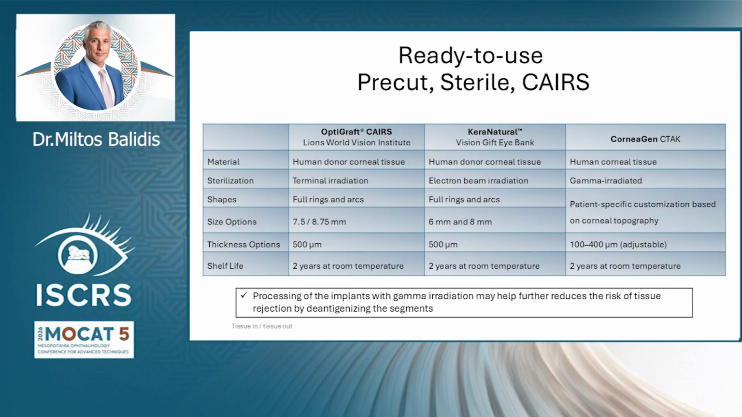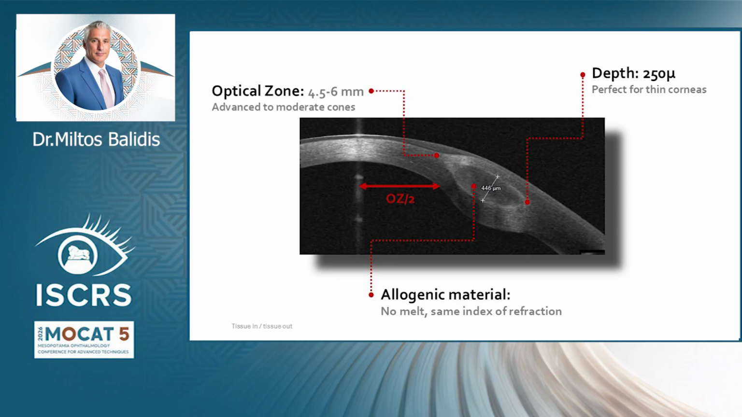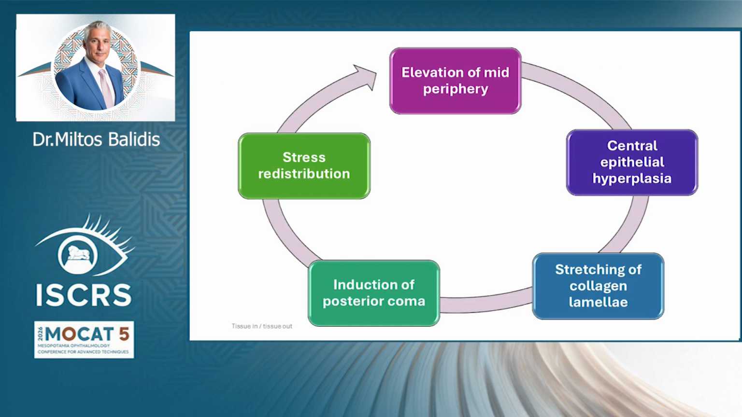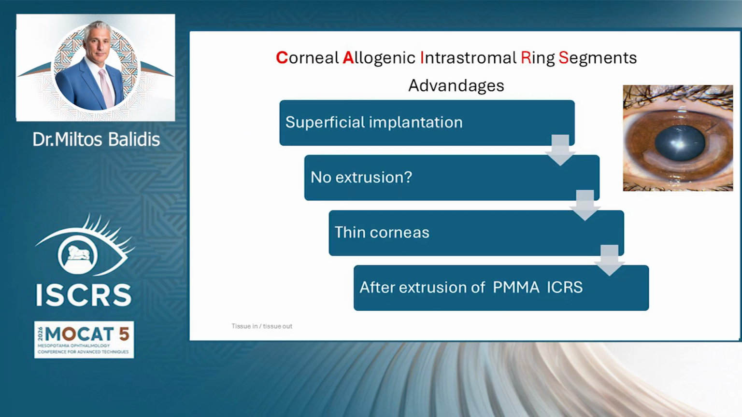Now we go back to CARES. We have at the moment 3 or maybe 4 companies which are manufacturing CARES. With CARES, we have the advantage of adding tissue more anteriorly than with rings, in a difficult optical zone. What we have as a follow-up is elevation of the mid-periphery, epithelial hyperplasia, and stretching and stress redistribution. And of course, an induction of posterior coma, which will help to compensate for the anterior coma. So we have a more superficial implantation. We do have extrusion, so no extrusion is a bit of a question mark.